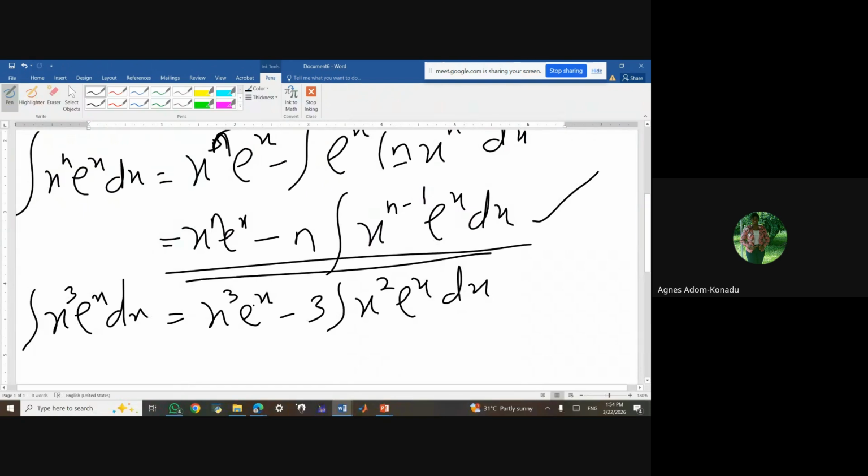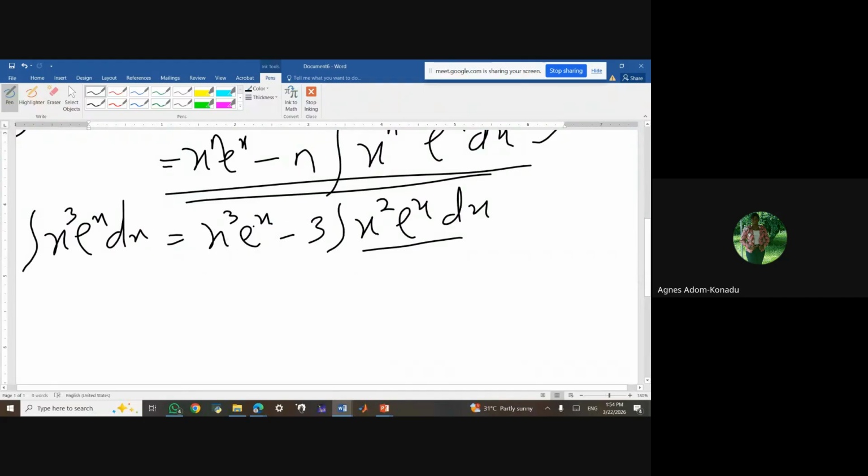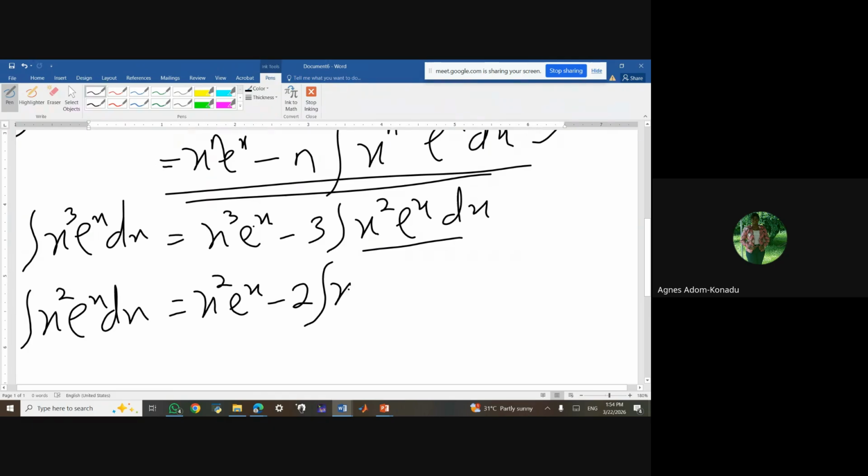And we know that we can apply it here. So our brother is saying we should do it again. So we want to integrate x to the power 2 e to the power x dx. Then we'll come and substitute. This will be x to the power 2 e to the power x minus 2 integral of x to the power 2 minus 1, which is 1, e to the power x dx. And then we can apply it here too.